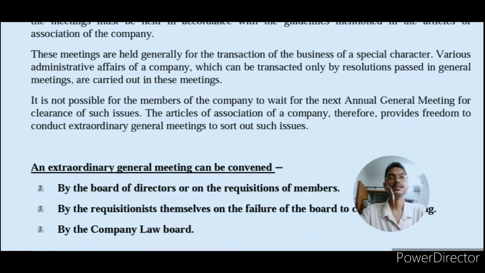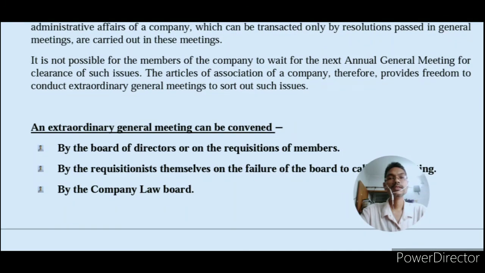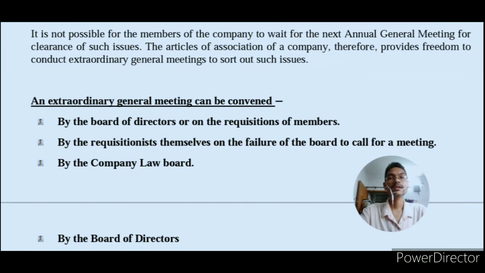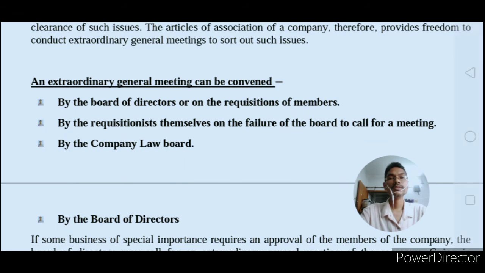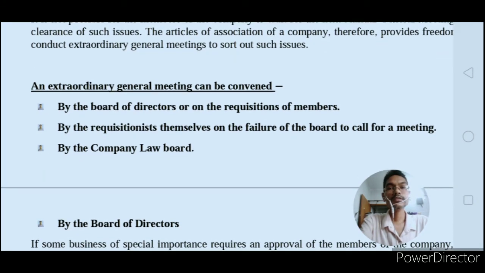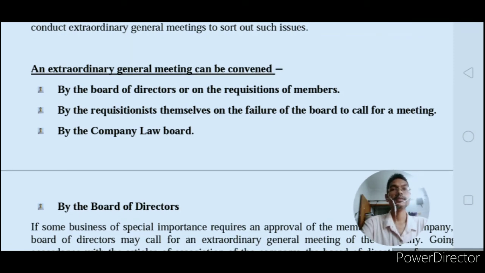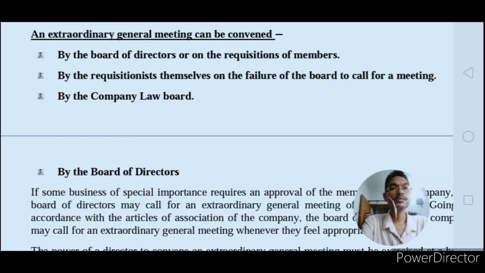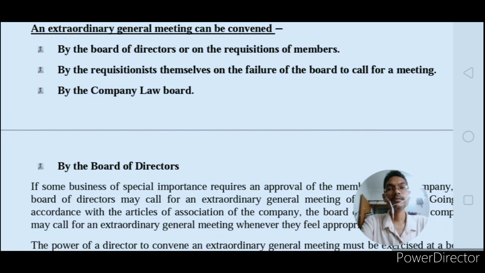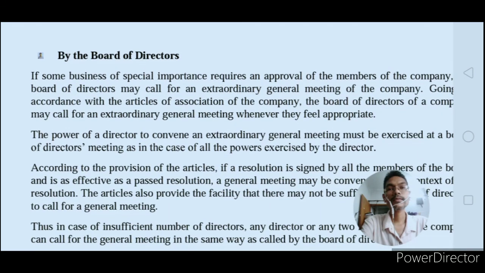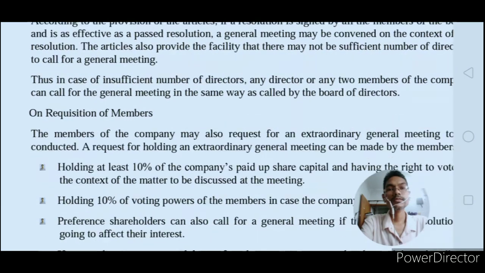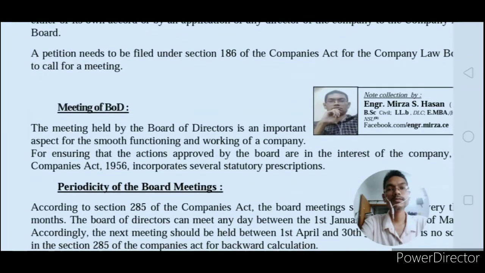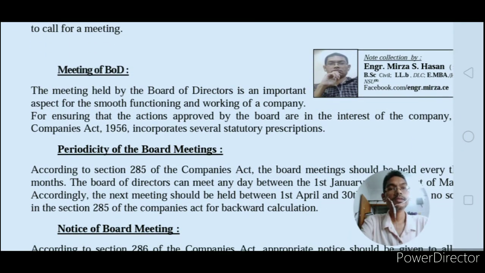Extraordinary general meeting. An extraordinary general meeting can be convened by the board of directors or on the requisition of members, or by the requisitionists themselves on the failure of the board to call the meeting, or by the Company Law Board. By the board of directors, I'm skipping. This is important, I cannot skip.